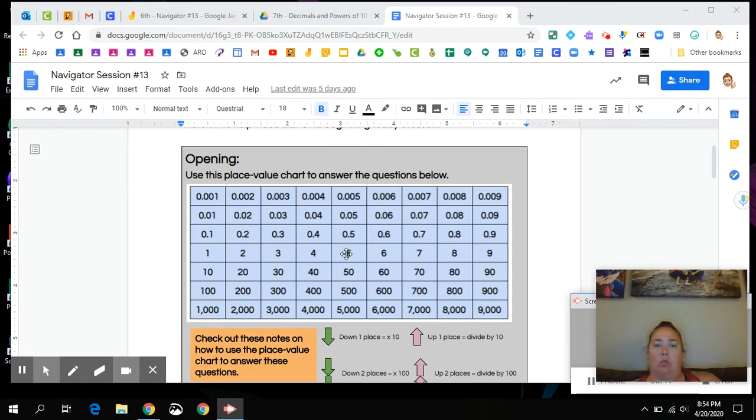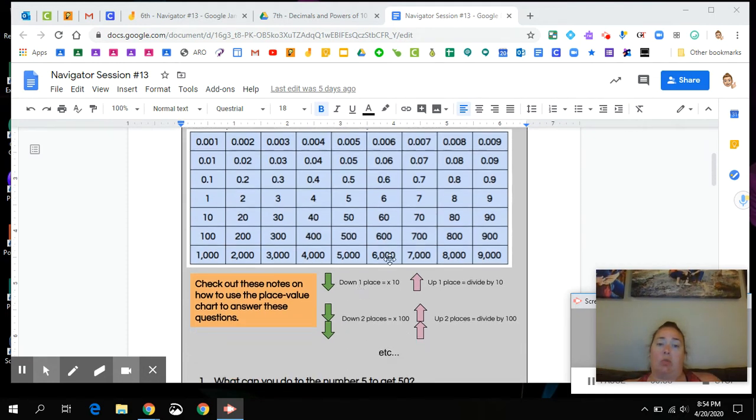If you move down one space, like if I jumped from 4 to 40, to get from 4 to 40 would be to multiply by 10. So if I'm within a column and I go down one space, that's multiplying by 10. If I went down two spaces instead, then that would be multiplying not by 10, but by 100, right? 4 turns into 400 by multiplying by 100. So going down 1 would be times 10. Going down 2 boxes would be times 100.